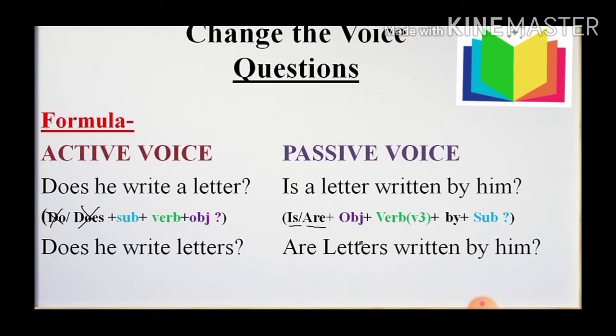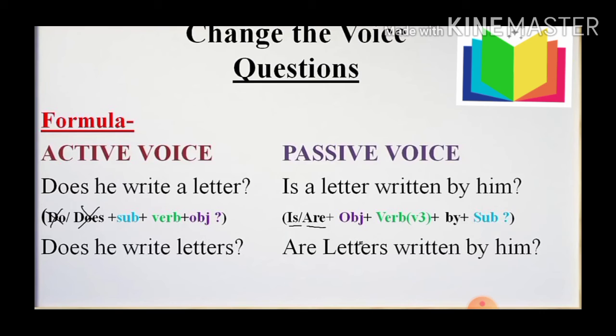Let's move to the last part, that is the questions. Before moving towards the formula, let's see an example first. Does he write a letter? Is a letter written by him? Since the sentence is in simple present tense, we have started the question with do or does in active voice. After it comes subject, then first form of verb, and then object. After object comes the sign of interrogation, that is question mark.